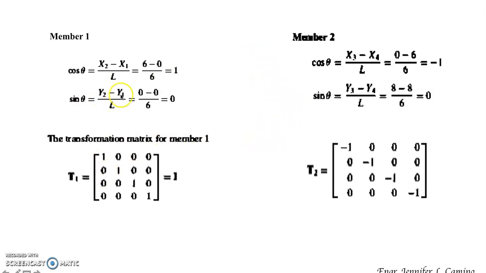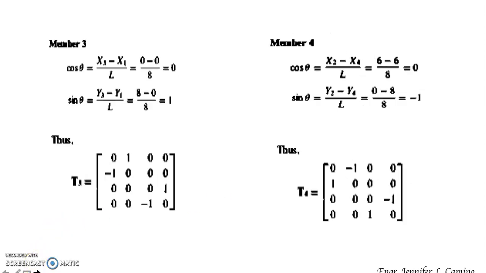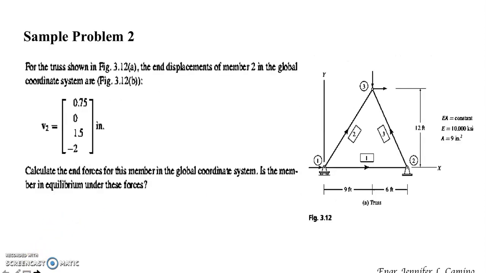Then afterwards, once you have identified the value for cosine theta and sine theta, you simply have to substitute to our transformation matrix. Then afterwards, that will be now the value for the transformation matrix for each member. So we have solved that one. Okay, let's move on to example number 2.